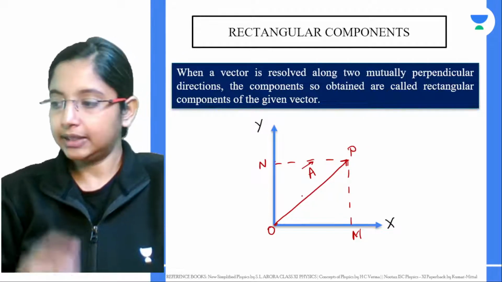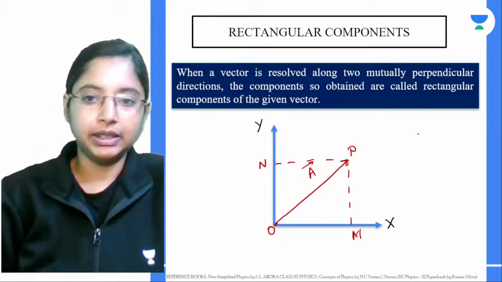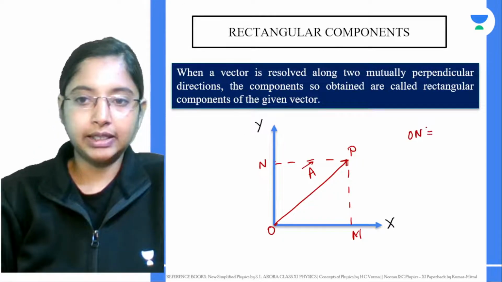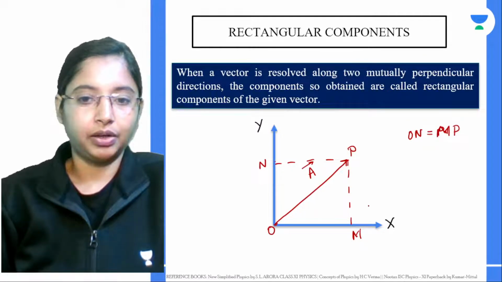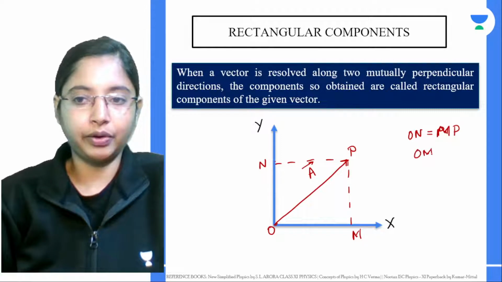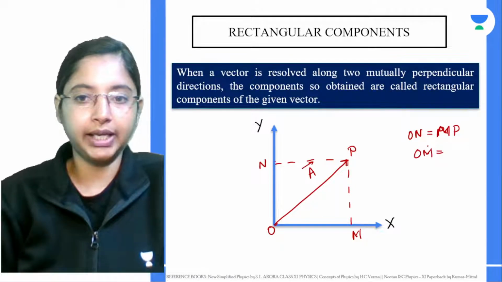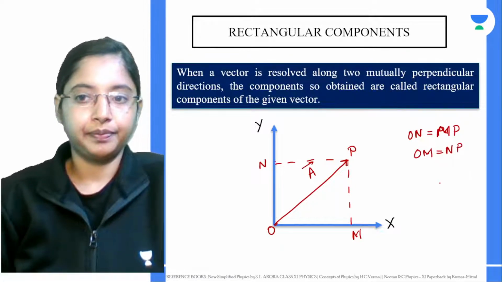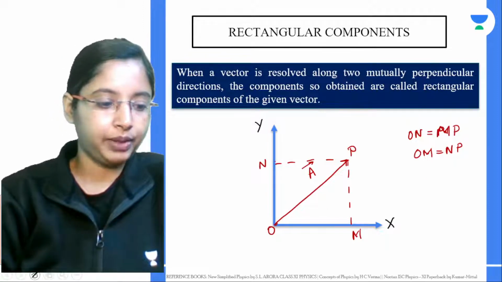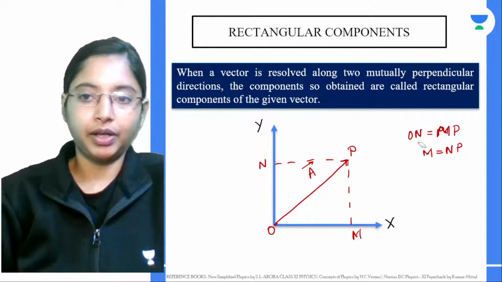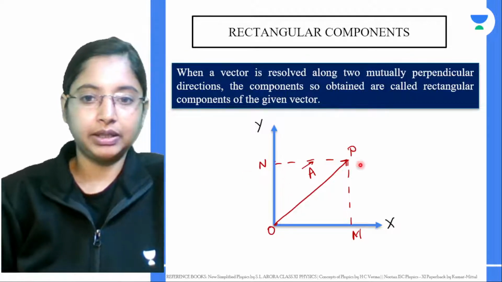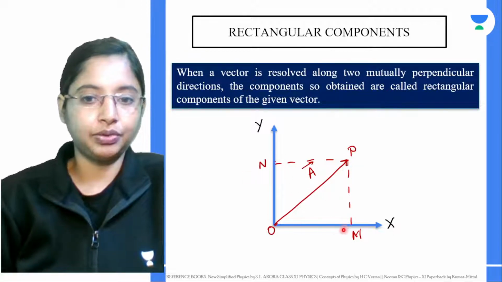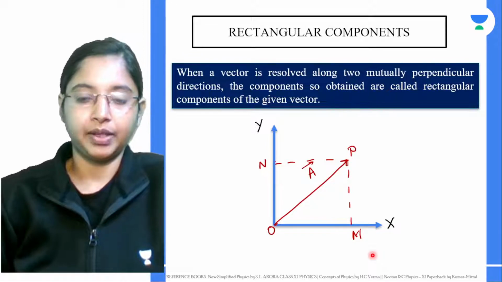Something you can note is that ON is parallel as well as equal to this side MP. Similarly, it's a rectangle, so OM is equal to NP. These 2 sides are equal, and these 2 sides are also equal.